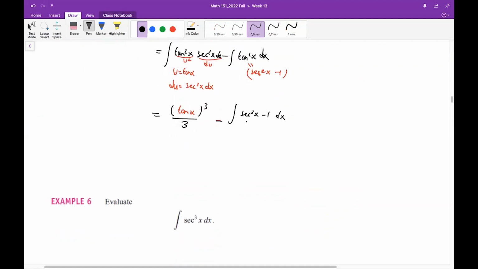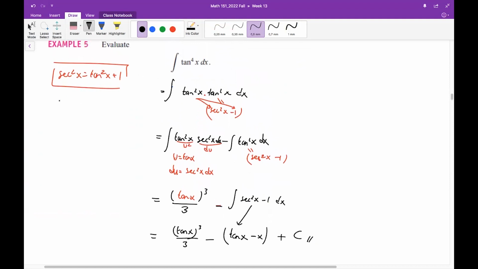And this is something simple to integrate because secant square x is a derivative of something. Tell me a function whose derivative is secant square x. It is obviously tangent x. Integral of 1 is x, and that's it. You put an arbitrary constant c at the end because this is an indefinite integral. We use this formula 2 times in this form where tangent square x is secant square x minus 1.